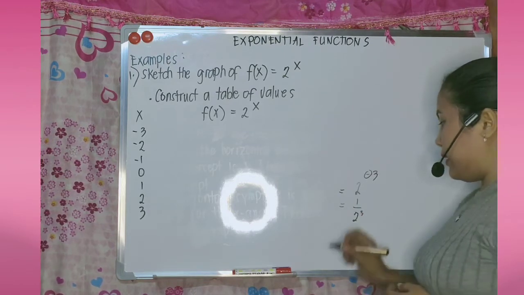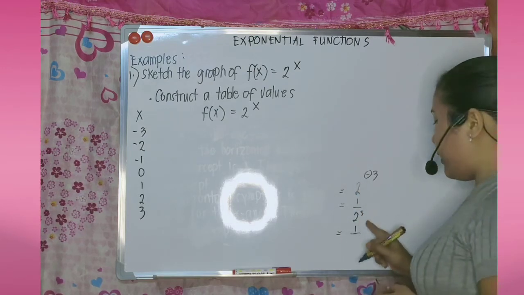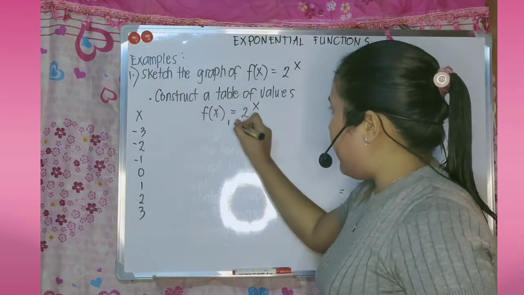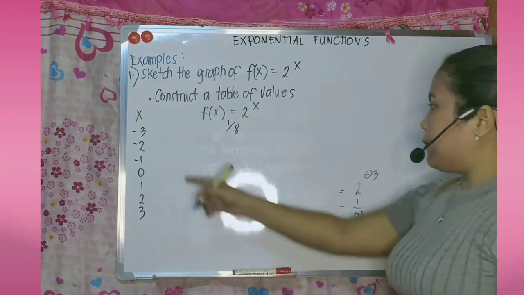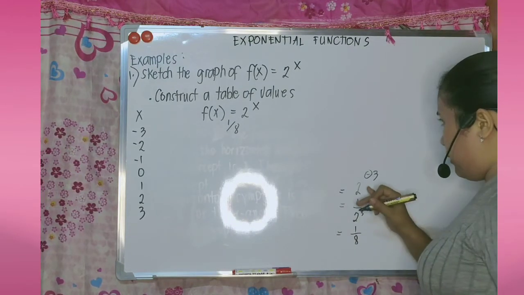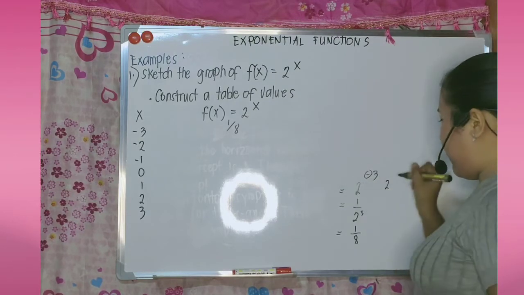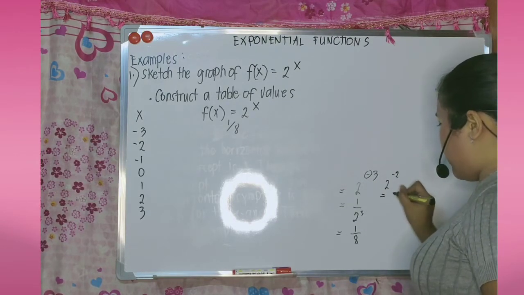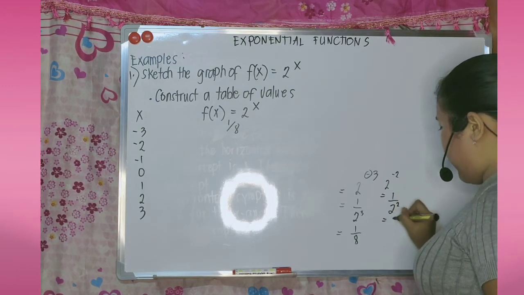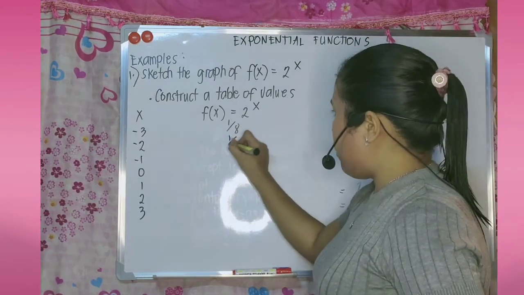After that, simplify na natin. Copy 1, and then 2 raised to 3, so we have 8. So our answer there is 1/8. Okay po? Same process with the value for x which is negative 2. Kopyahin lang natin yung 2, then yung exponent, papalitan natin ng negative 2. Same process, 1 over 2, so exponent natin will be 2. Answer natin is 1 over 2 raised to 2, we have 4. So ilalagay natin dito is 1/4.